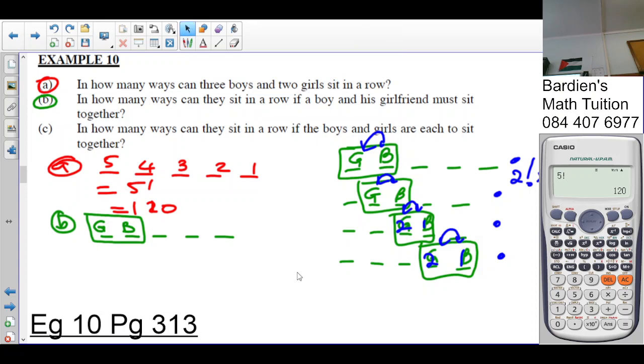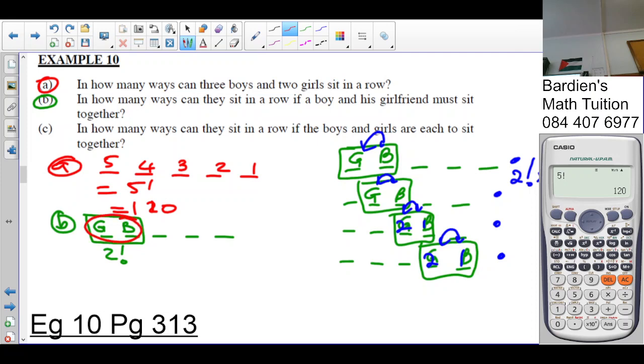So, that bid can happen there, or there, or there, or there. Can you see that? That's why I bind them together. Okay? So they can sit in how many ways? 2 factorial ways. Then I count them as one bit.